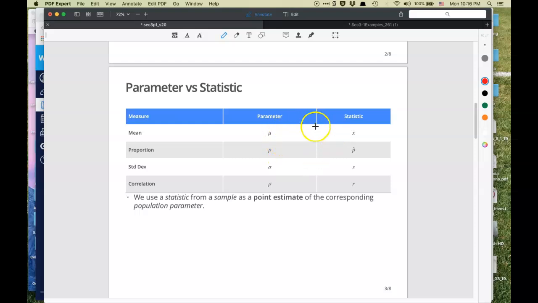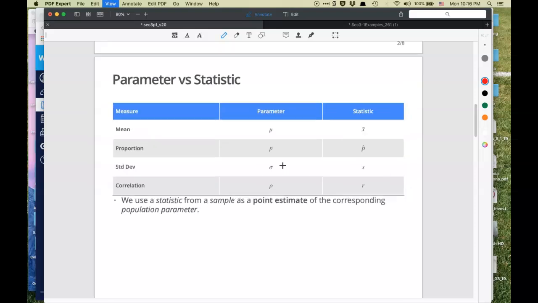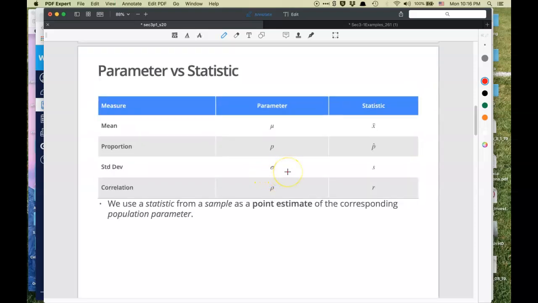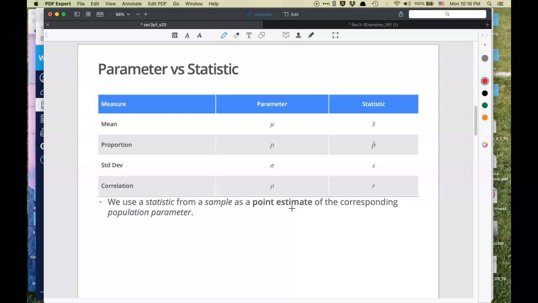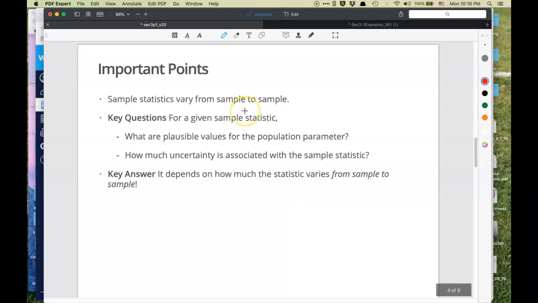I've introduced some of it already, but for standard deviation, we use s before. The corresponding population value is the Greek letter sigma, so that would be the population parameter. And for correlation, we use the Greek letter rho for the parameter and r for the sample correlation. Okay, so we use the statistic from a sample as a point estimate of the corresponding population parameter. And then this is the section that we're going to get into next.